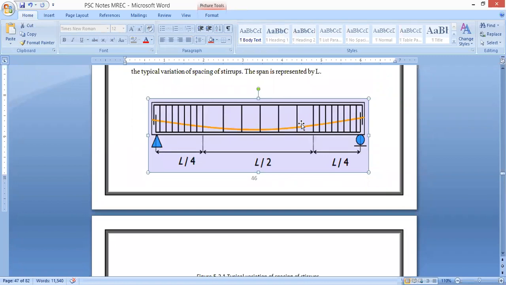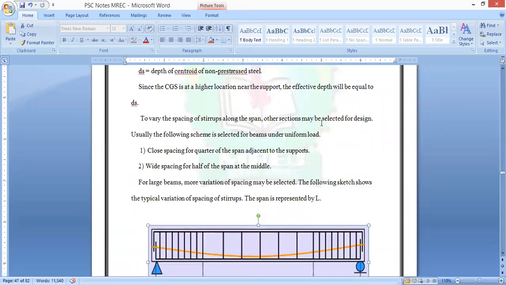If you take a cantilever beam, even in the cantilever beam, at the support you will have a maximum bending moment and a maximum shear force. So in a cantilever beam, towards the support there will be more stirrups with less spacing. At the free end there will be stirrups but more widely spaced. Okay, so you have to understand that, right?